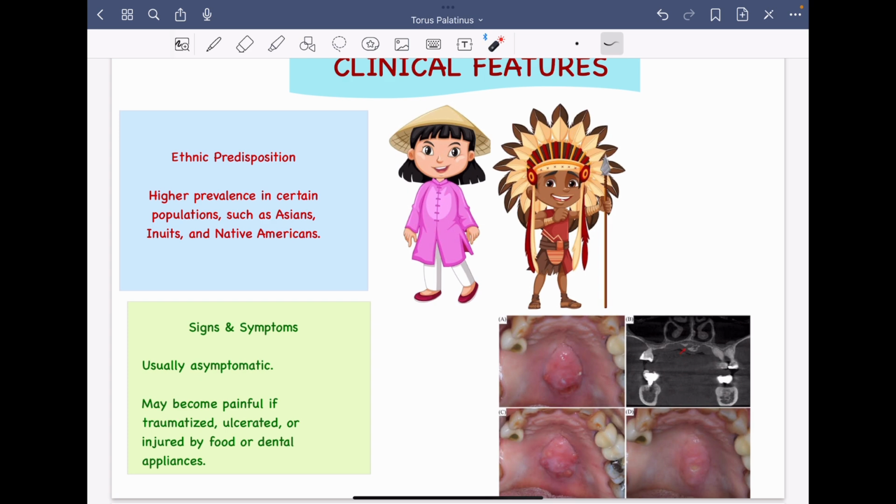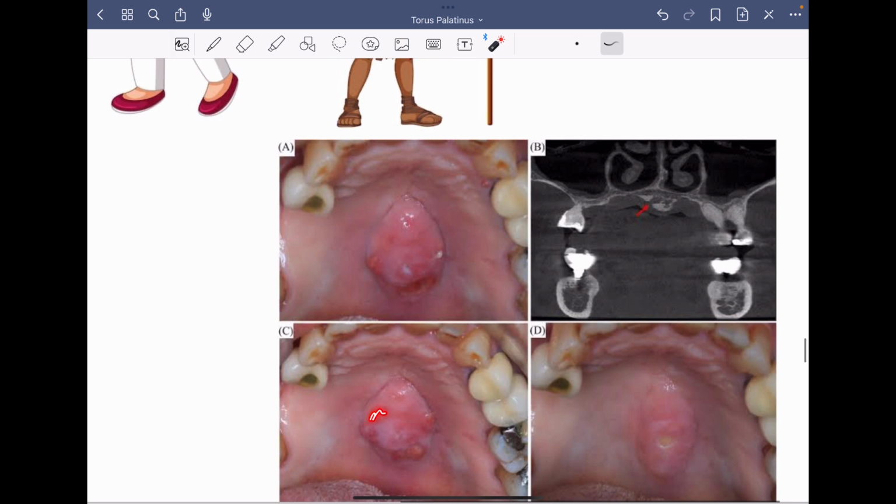It may become painful if it is traumatized, ulcerated or injured by food or some dental appliance. Usually, as it is covered by normal mucosa, it's just a developmental anomaly which is benign in nature. Therefore it is non-painful or completely asymptomatic. But once some kind of trauma is inflicted upon this bony growth, ulceration might occur and pain will be a common symptom. Here you can appreciate there is a trauma, this ulcerative type of lesion. So in such cases pain might be a complaint from the patient.